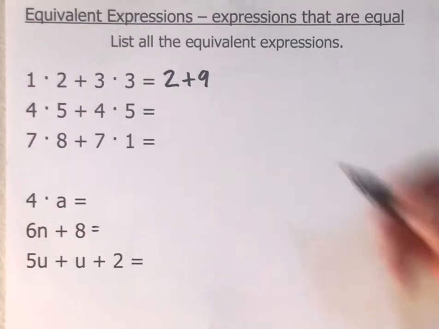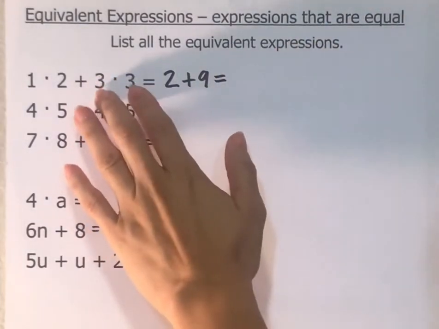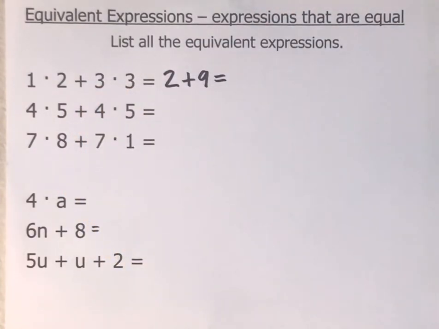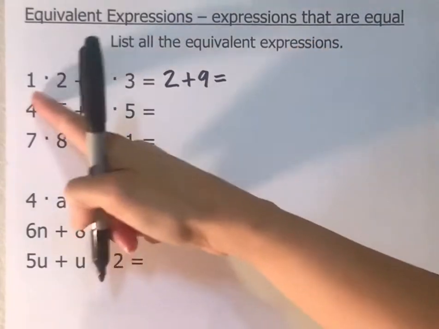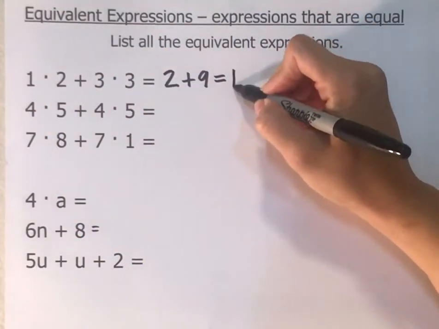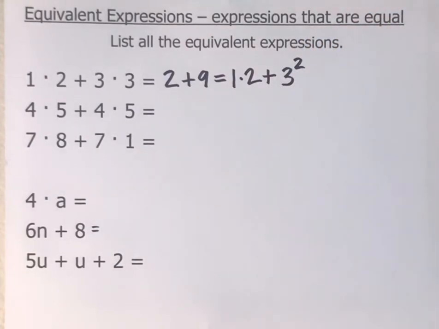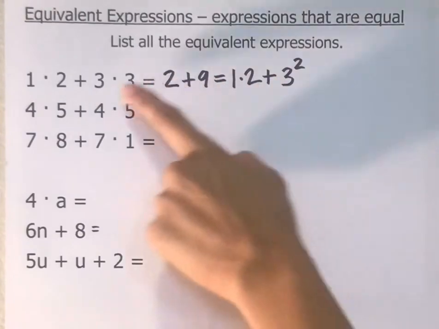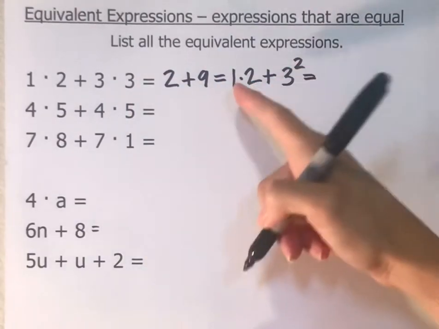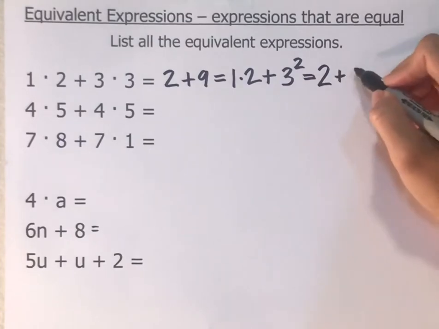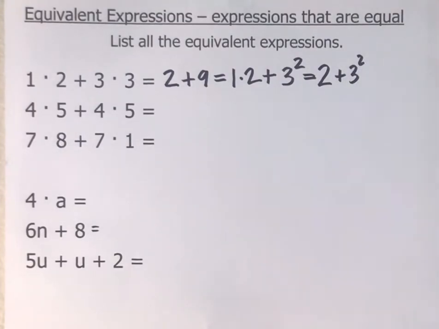Another one that could be equivalent: I see this 3 times 3, and I know that exponents are where you have repeated multiplication, so I'm going to represent that with an exponent. I could do 1 times 2 plus 3 to the power of 2, or 3 squared. And that would be equal to that as well, because 3 squared is 3 times 3, which is what I have. Another one, I could just multiply that, so I could do 2 plus 3 to the power of 2. That one also would be equal to all of those.